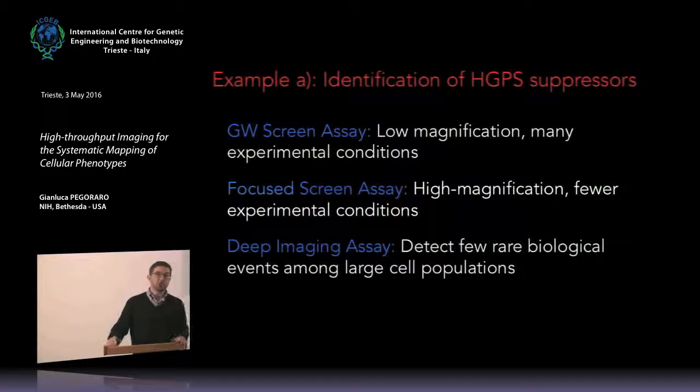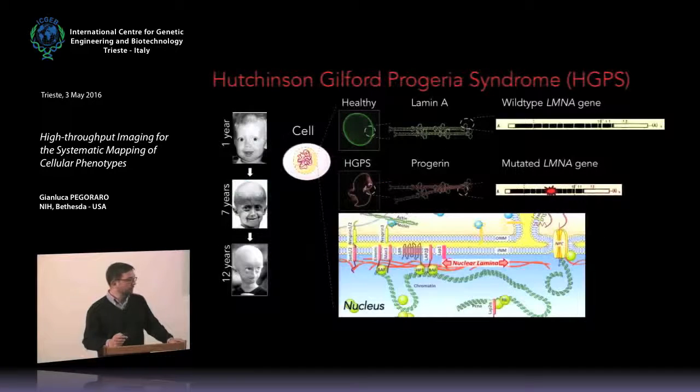So now let me switch gears and tell you a little bit about the first project. This is a screen that was set up to identify suppressors of the Hutchinson-Gilford Progeria syndrome phenotype. So a little bit of introduction about Hutchinson-Gilford Progeria, or in short, HGPS.